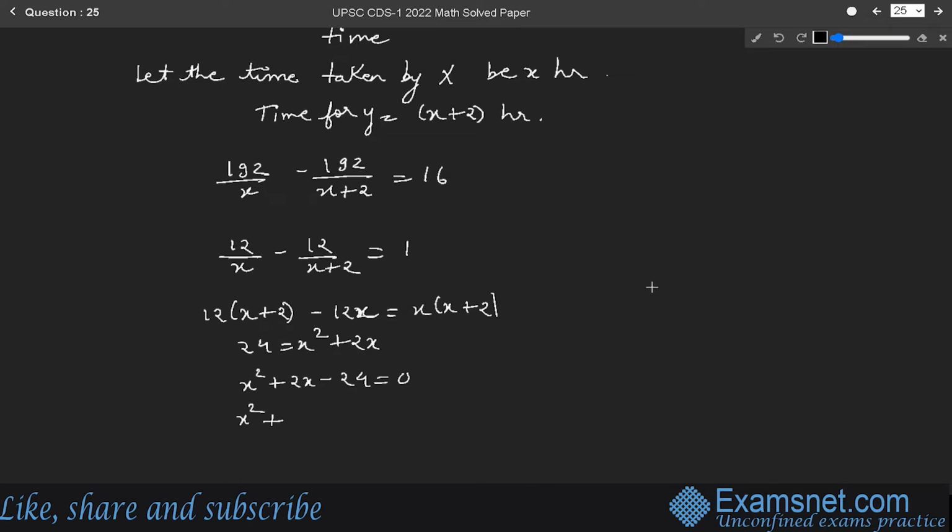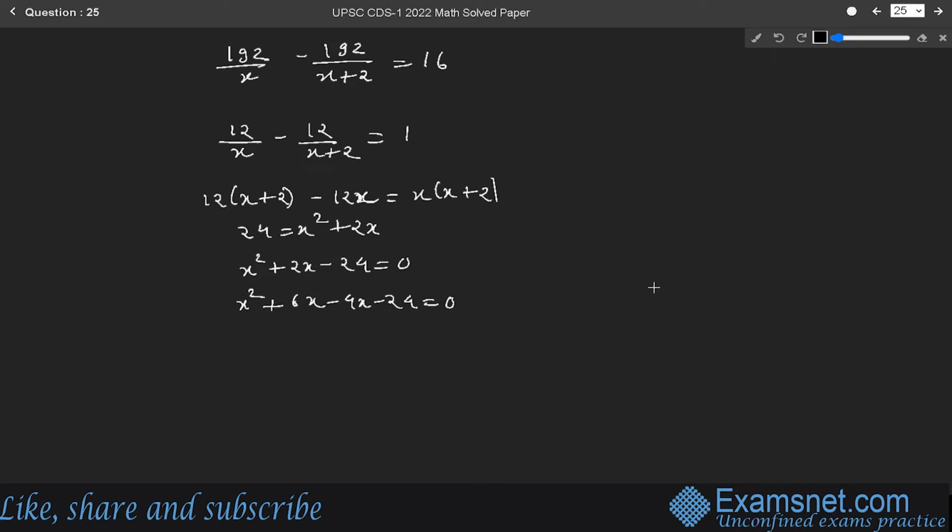So x square plus 6x minus 4x minus 24 is equal to 0. On further solving, it will be x into x plus 6 minus 4 into x plus 6 is equal to 0. So the factors here are x plus 6 and x minus 4 is equal to 0. Therefore, x will be equal to minus 6 or x will be equal to plus 4.